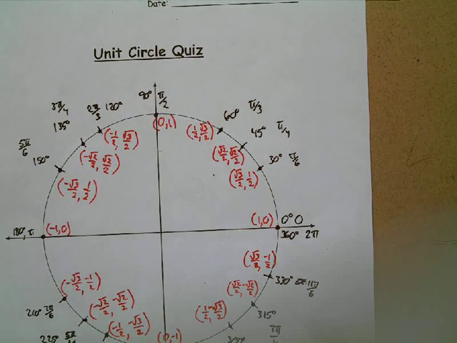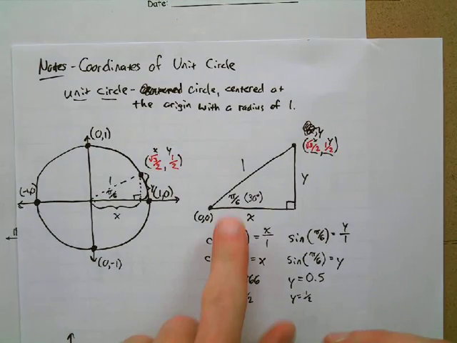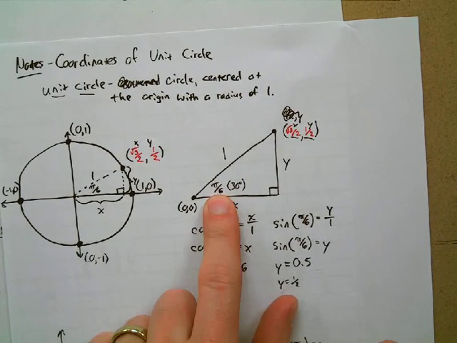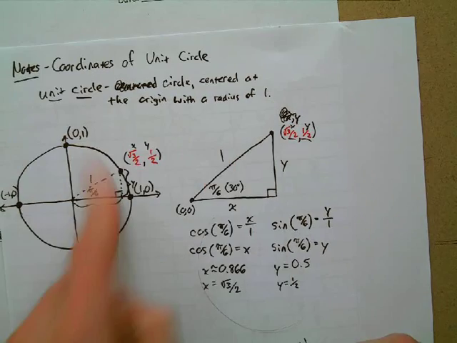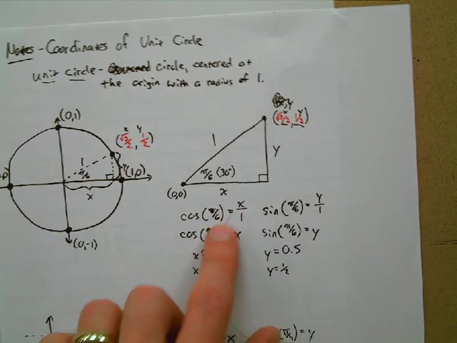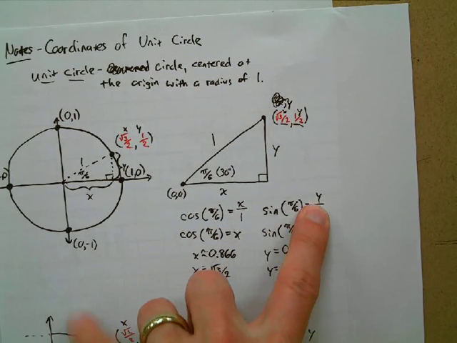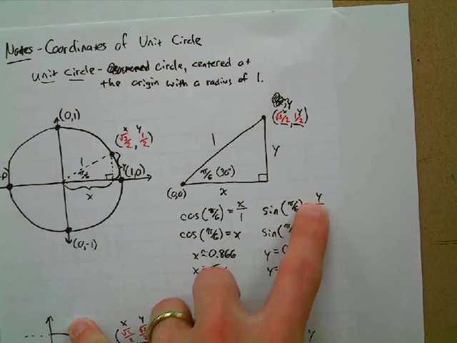If I want to know what the cosine of 60 degrees is, or cosine of pi over 3, then I go to 60 degrees or pi over 3 on my unit circle. My hypotenuse is 1, the distance there is 1, and so it's just the x-coordinate, 1/2. So cosine of 60 or cosine of pi over 3 is 1/2. And so that goes to any of these points.